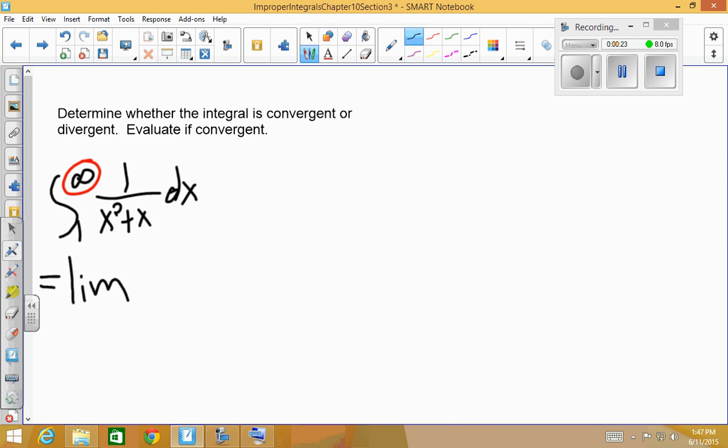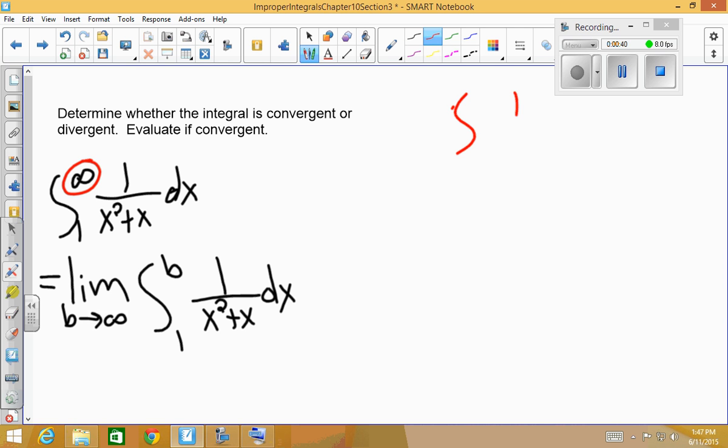So the limit as b goes to infinity, the integral from 1 to b, 1 over x squared plus x dx. So we're going to have to find an antiderivative of that 1 over x squared plus x. Let's go over on the side and get that done. Notice that x squared plus x is equal to x times x plus 1, just factored. And you notice that we're going to have to do a partial fraction decomposition here.